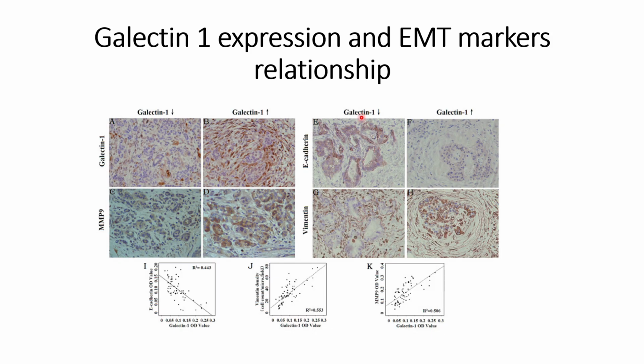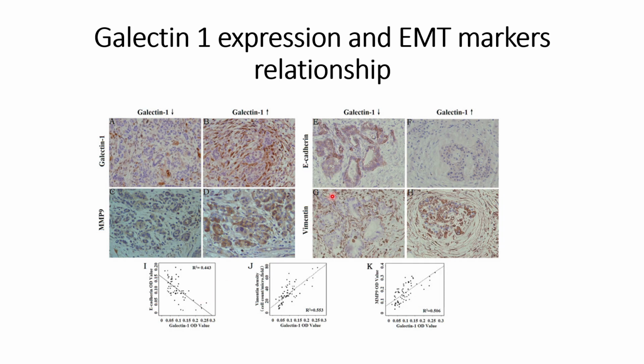So this indicates that galectin-1 expression is inversely correlated to E-cadherin, the epithelial marker, and this is shown in panel I, where we can see that with an increase in galectin there is a decrease in E-cadherin. When the galectin expression is lower, they see high expression of E-cadherin. Similarly, when galectin-1 expression is high, there is a decrease in E-cadherin levels. That is also shown in panel I.